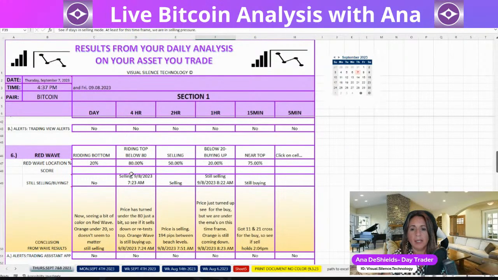Okay. Now, the red wave. And I'll show you what that is. That is judging our momentum for that time frame. And so for the day, it is at the bottom. And is it still selling? No. And it's riding the bottom. On the 4-hour, it's riding the top. So we have two time frames that are off. Okay. We all want them ideally for the best setup to be all in the same location.